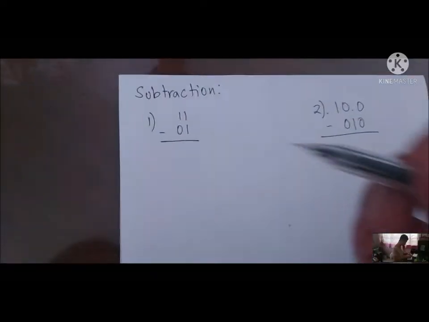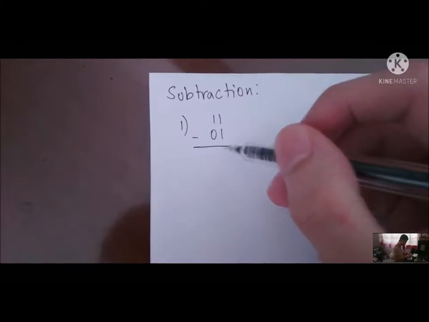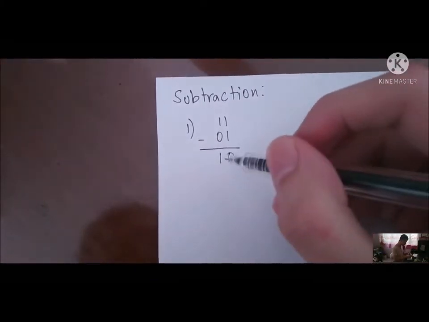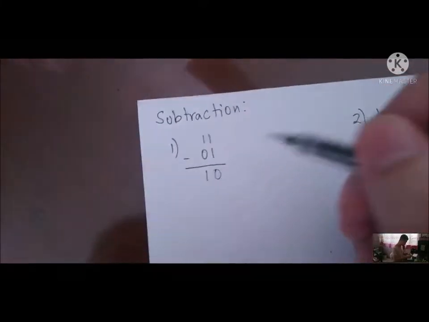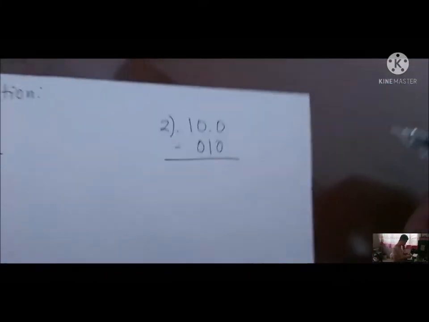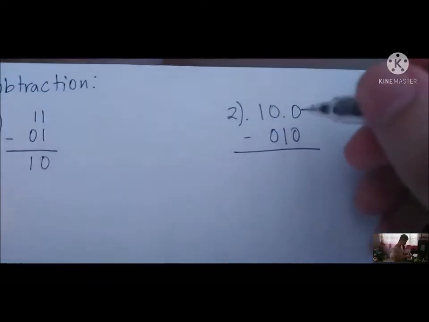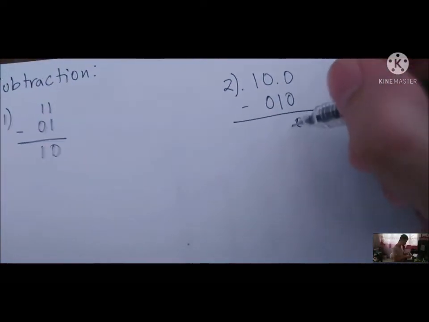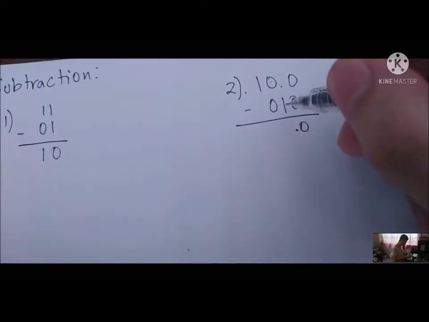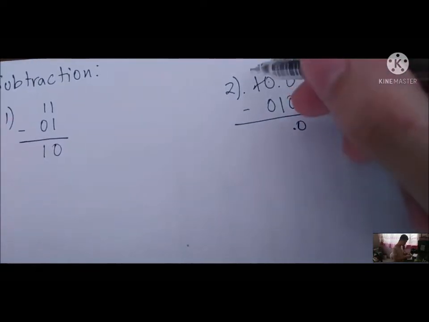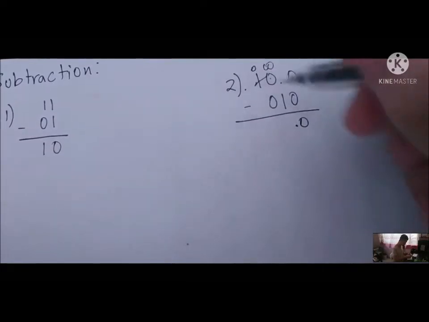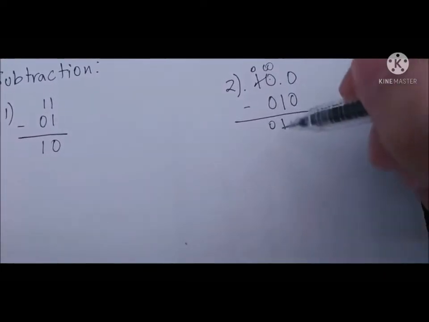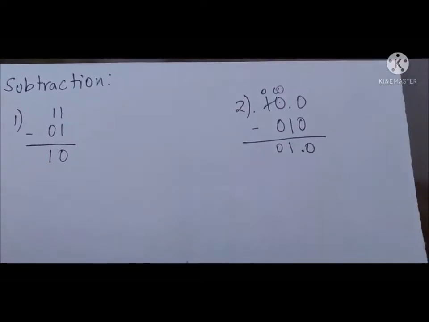Now in subtraction, 1 minus 1 is equal to 0, and 1 minus 0 is equal to 1, so the answer is 10. In the second example, we have a decimal. 0 minus 0 is equal to 0, then we put the decimal point, and 0 minus 1 cannot be done, so we borrow here. This will be 0 and this will be 10. So 10 minus 1 is equal to 1, and then bring down 0. So the answer is 01.1.